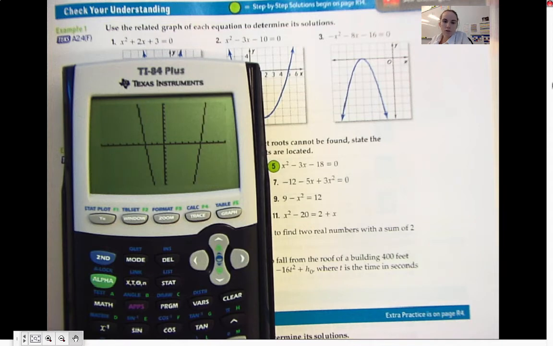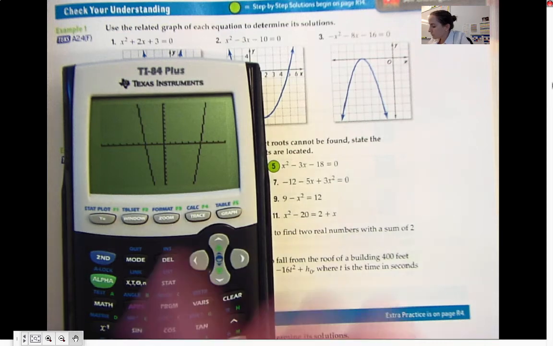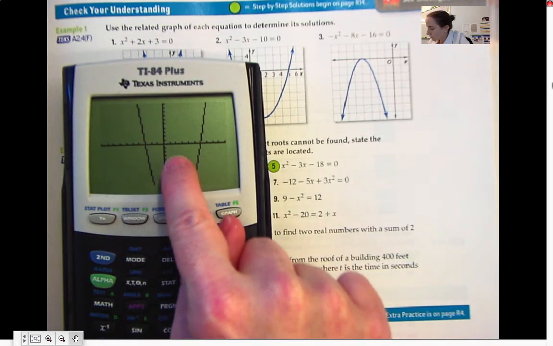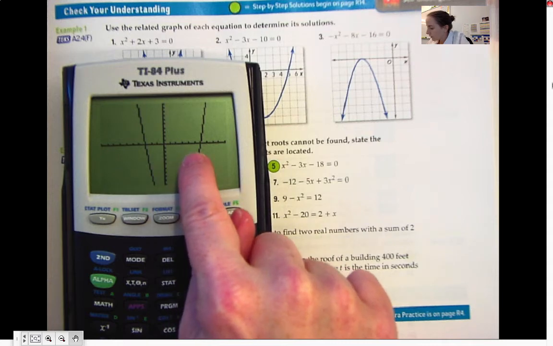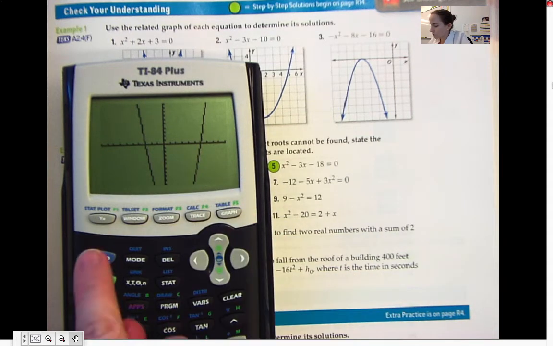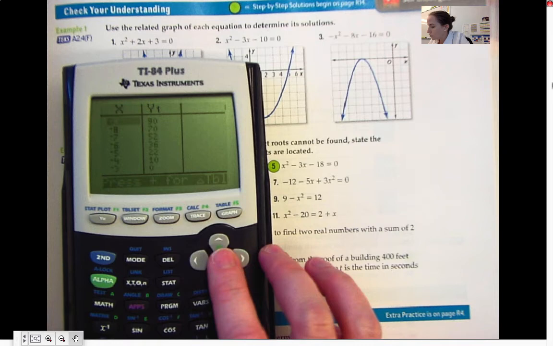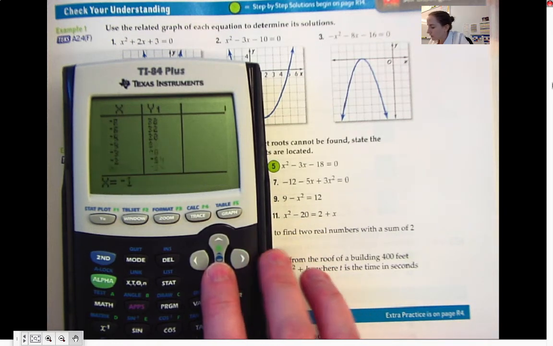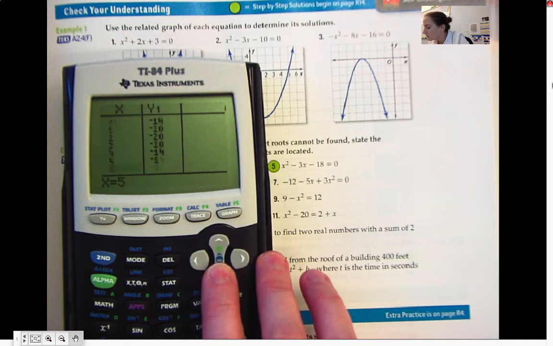Again, we're just looking for where the graph crosses. And so it looks like at -3, and it also looks like at 1, 2, 3, 4, 5, 6. -3 and 6, so I'm going to go second table and check my values. -3 is correct, and 6 is also correct.